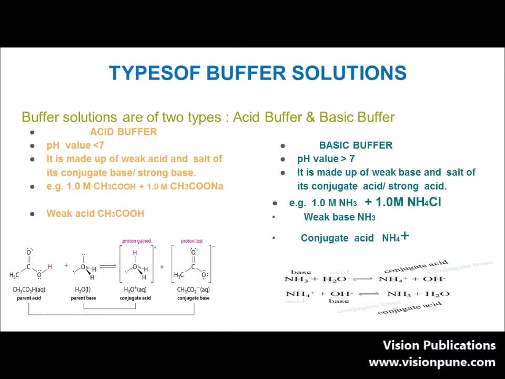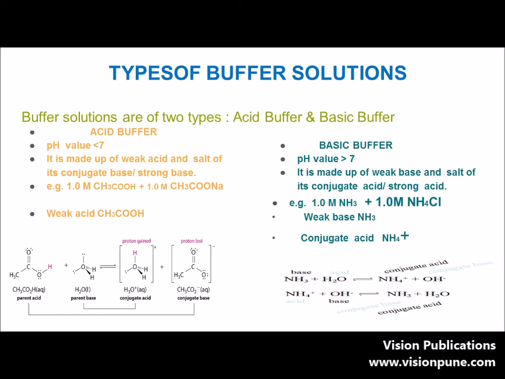Sodium acetate is formed when sodium hydroxide reacts with acetic acid. It forms sodium acetate. Sodium acetate is a salt of a strong base, sodium hydroxide, and acetic acid is a weak acid. This is called an acid buffer, acetate buffer. And here the parent acid is acetic acid. It has a loosely bound proton which reacts with the water to form hydronium ion, which is its conjugate acid, and the ion which is liberated, that is acetate ion, is the conjugate base.